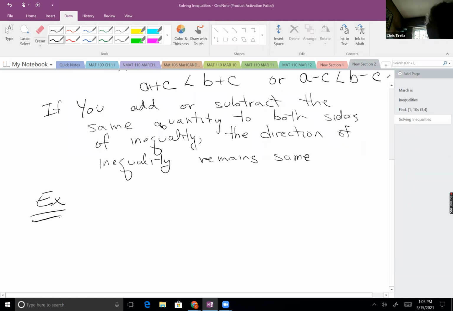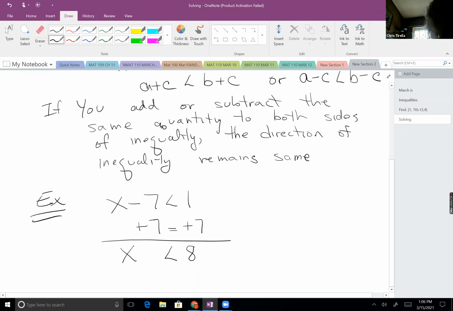And so if I'm adding or subtracting with an inequality, it's very much like with an equation. However, you want to make sure you keep that symbol of inequality in between so that you maintain that direction. So over here, if I wanted to solve this inequality, x minus 7 is less than 1, I want to get the x alone. So the opposite of subtracting 7, I'd add 7 to both sides. So that gives me x. The direction of the inequality remains the same, and I get x is less than 8.